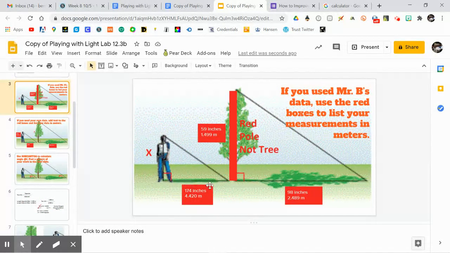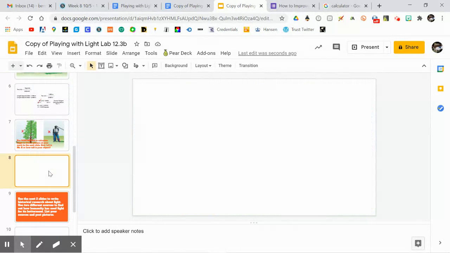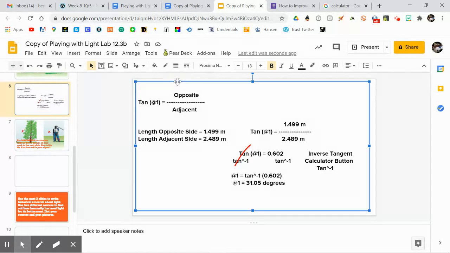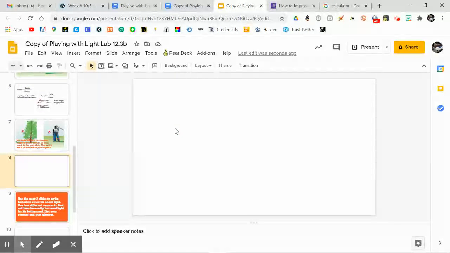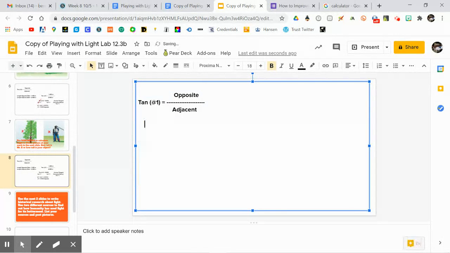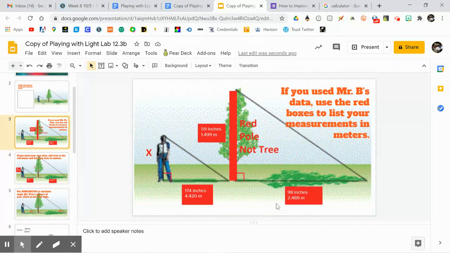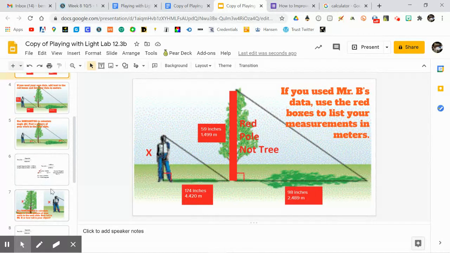If I have an adjacent side and I have an angle right here, I can figure out the opposite side. How, you ask? Well, again, I can use my calculation over here, but let me erase all of this. This time I know the angle, and I have, for example, the adjacent side. It's 4.420 meters.